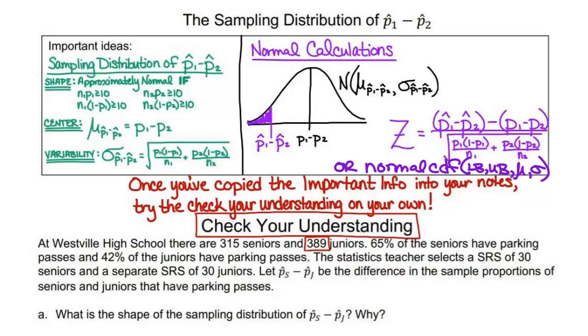You got to check for both. You do n times p and n times 1 minus p. Oh, okay. For both of them. You don't do any subtracting to check your shape, except for the 1 minus p part.